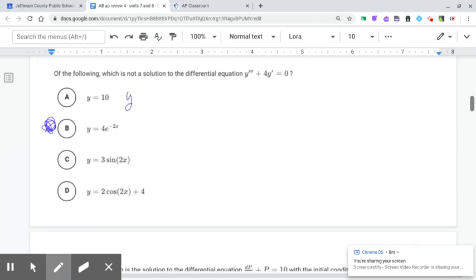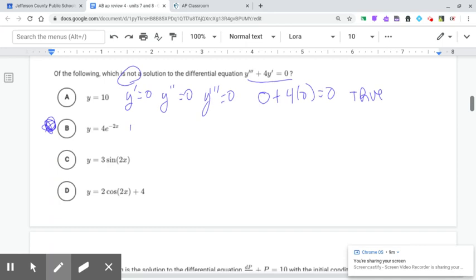If this is the case, then the derivative is 0, the second derivative is 0, the third derivative is 0. And so if I plugged into this equation, I would get 0 plus 4 times 0 equals 0. That is true, and we're looking for the one that's not true here. That is true. So that's not the answer.